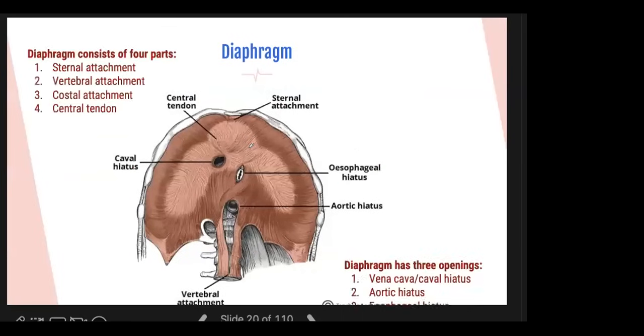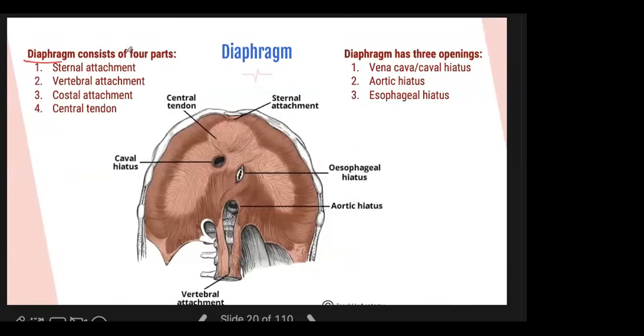Now moving on to the diaphragm. Okay, the diaphragm consists of four parts. Essentially, there's a sternal attachment, so it's attached to the sternum in the anterior portion, and then it's attached to the vertebrae all the way back, and then it has a costal attachment, which is essentially attaching to the ribs, and then it has a central tendon. And it has three major openings. The first one is at T8. We're going to cover all this, which is the vena cava opening, the aortic hiatus, which is going to be at the T12 level, and then the esophagus at T10.